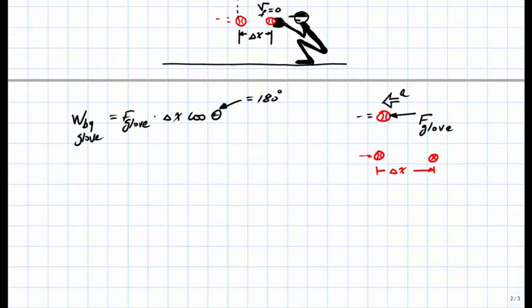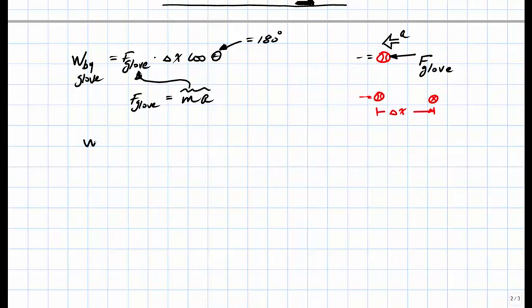Now from Newton's second law, we know that the force of the glove equals the mass times acceleration for the ball. And we're going to substitute this result into the work equation. And that'll produce m a delta x cosine theta.